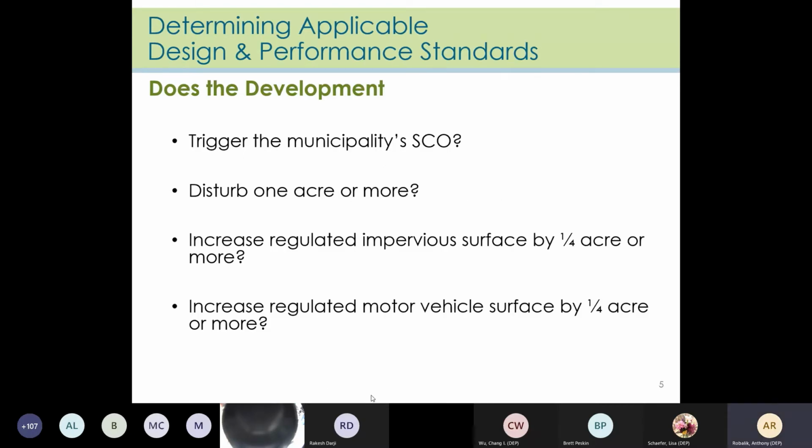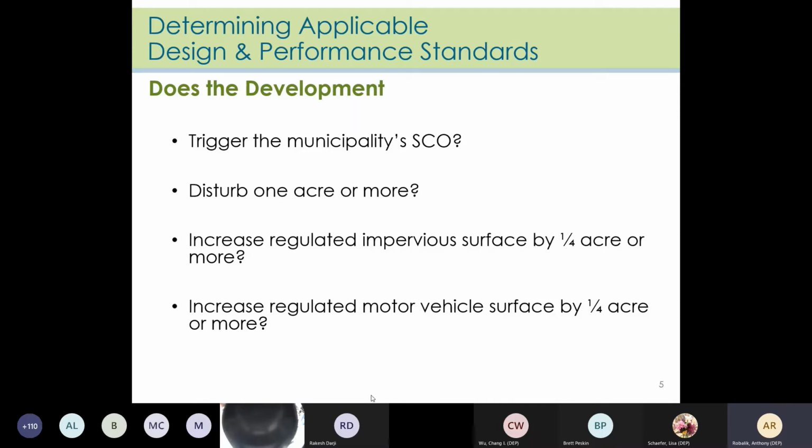So first thing you have to ask is, is this project a major development? So does it trigger the municipality's stormwater control ordinance? Or in this case, actually the residential site improvement standards? Does it disturb more than 1 acre? And in the past, the question was, does the development increase impervious coverage by 1/4 acre or more? However, under the new rule effective on March 2nd of this year, the question is, does the development increase regulated impervious surface or regulated motor vehicle surface by 1/4 acre or more?